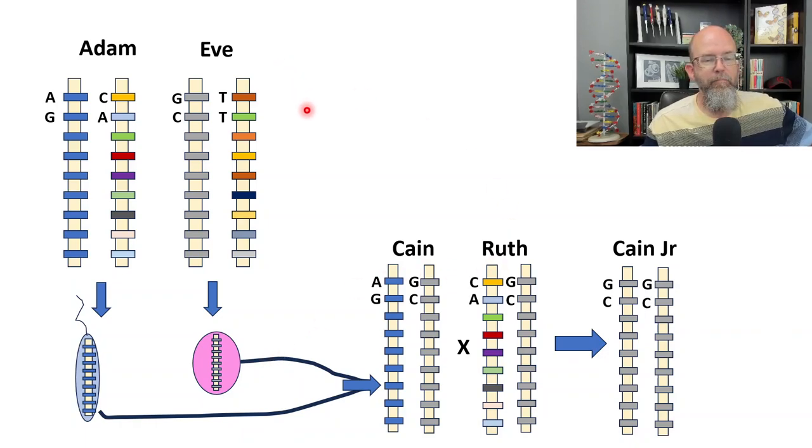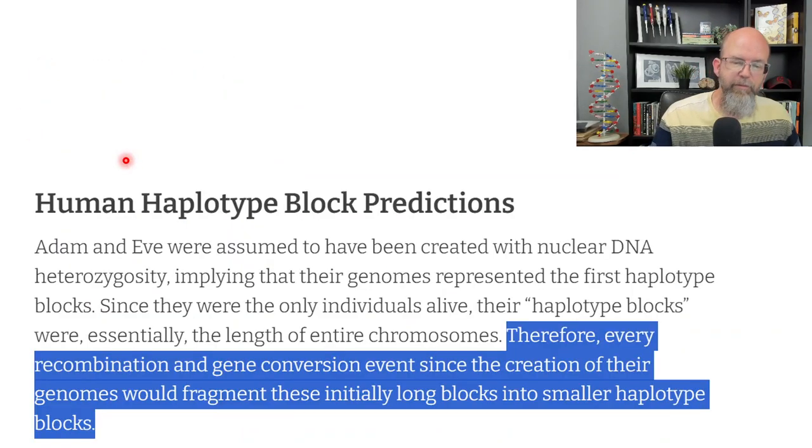But before I go there, let me back up. Oh, no, I do need to go forward. Sorry. I do have to talk about crossing over before I hit this other topic. Let's go back to Jeanson real quick. Human haplotype block predictions. So, a little farther down the article.